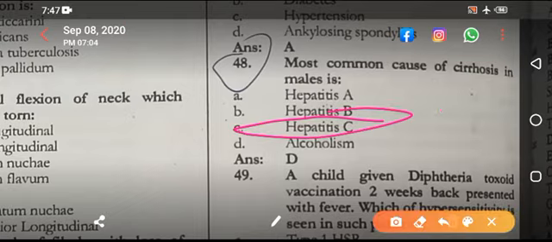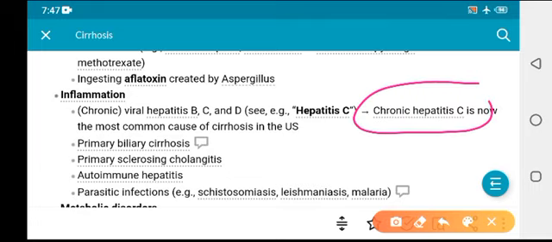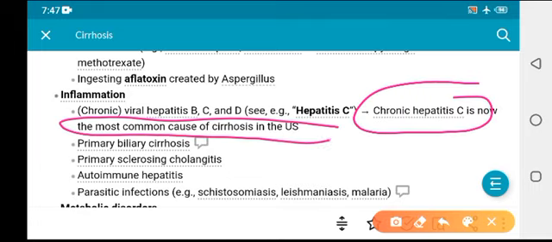Most common cause of cirrhosis in male, the answer is hepatitis C. Sharing the reference with you. Hepatitis C is now the most common cause of cirrhosis in the US. Worldwide, chronic hepatitis C is the most common cause. Now the US itself is saying that chronic hepatitis C is the most common cause of cirrhosis in the US.